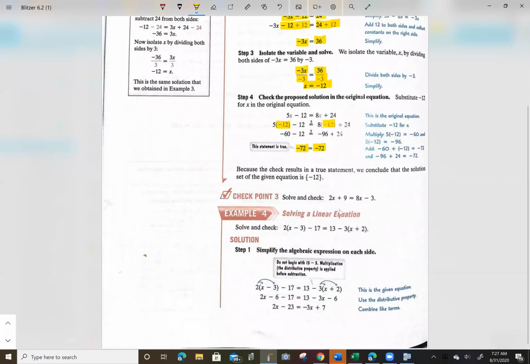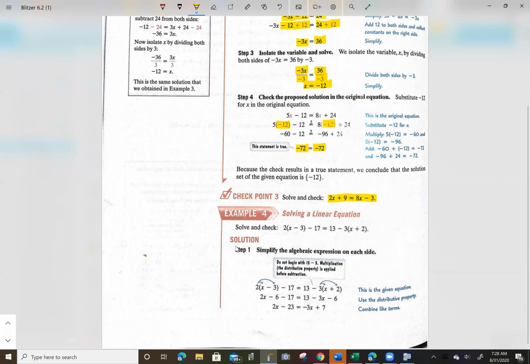All right, now your turn. Solve and check. 2x plus 9 equals 8x minus 3. First step, you need to get the x's on the same side of the equation. What I would do is subtract 2 x's from both sides first, and then you won't have to deal with negative numbers, but it's up to you. Pause here, do checkpoint 3.